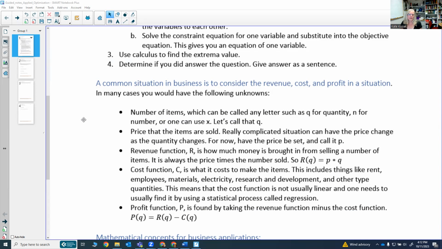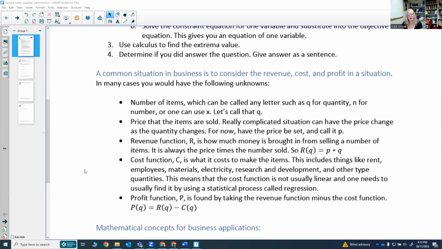The cost function, C, is what it costs to make the items. This includes things like rent, employees, materials, electricity, research and development, and other types of quantities. This means that the cost function is not usually linear, and one usually needs to find it by using a statistical process called regression. The profit function is found by taking the revenue function minus the cost function. P of Q is equal to R of Q minus C of Q.